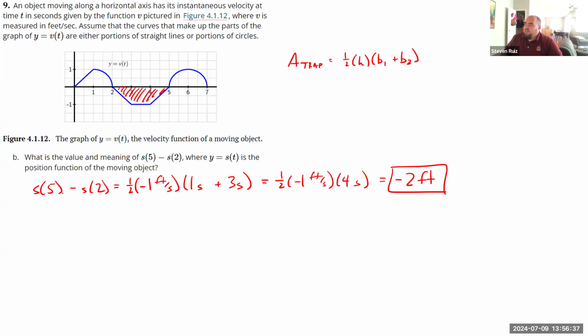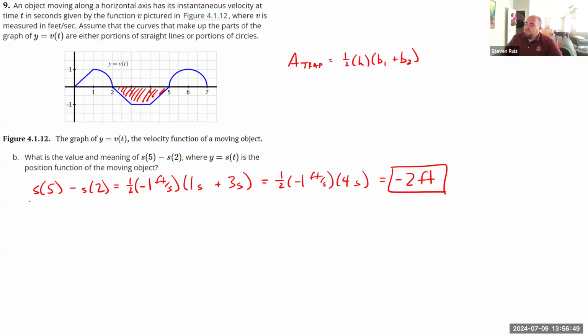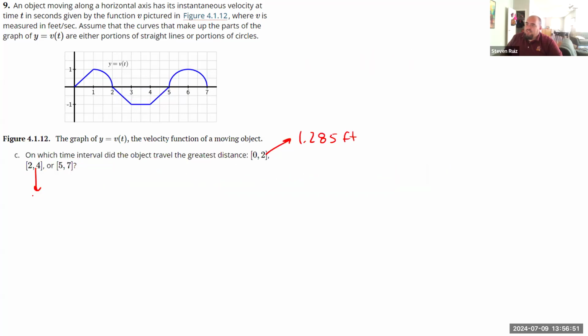So what did we find? We found -2 feet. But what's the distance that it traveled? So remember, distance is always non-negative. So we might have moved 2 feet in the reverse or the backwards direction, but all we really care about for distance is that we moved 2 feet. So 5 to 7, we have not calculated yet. On which interval did the object travel the greatest distance?